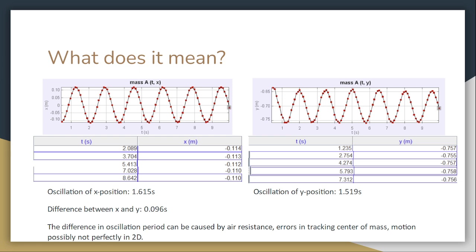For the oscillations, the period of the x position was found to be 1.615 seconds, and the y position was found to be 1.519 seconds. The difference between the two was 0.096 seconds, and this can be caused by air resistance, error in tracking center of mass, and the motion possibly not being perfectly in two dimensions.